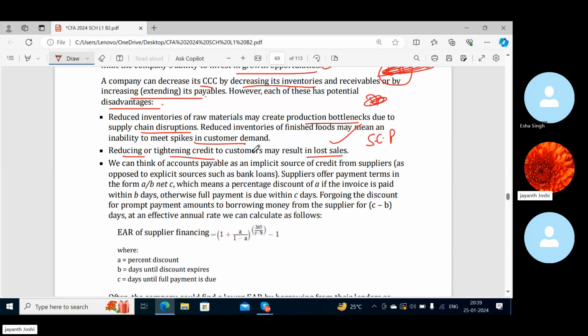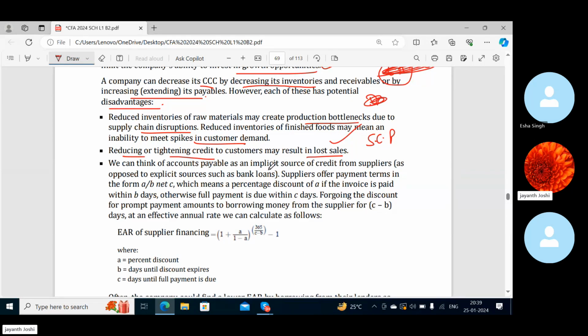And if you tighten the credit, then there will be lost sales, right? Because customers want greater flexibility for making the payments, and if you don't give them enough credit period, or you tighten the credit terms, or you have some strict terms with your customers, then you lose sales, right?